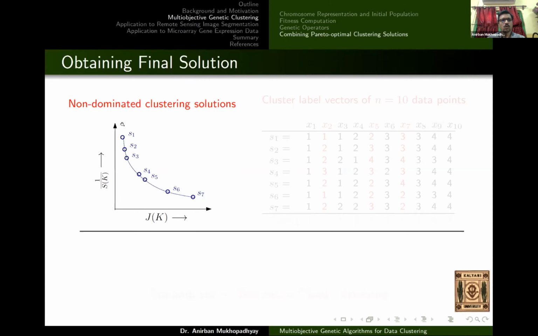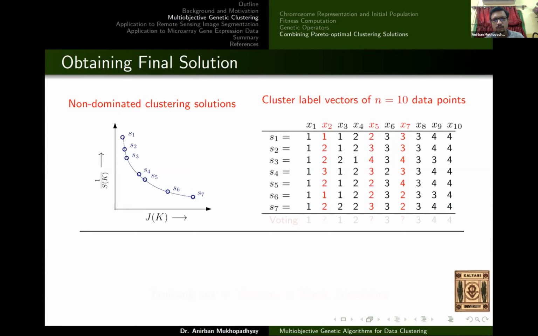Okay. Once we get these solutions, our final job is to get a single solution out of them, because finally we want a single clustering solution. As all the solutions are equally important as per the non-domination status, none of the solutions is better than the other. Each of them has some characteristics of the clustering structure of the dataset. Therefore we decided to have a consensus among these solutions so that we get the final solution. So what we did is like this.